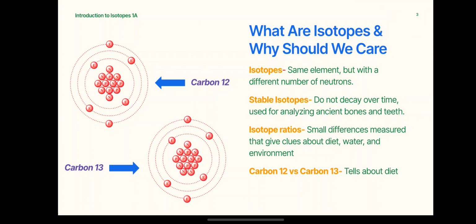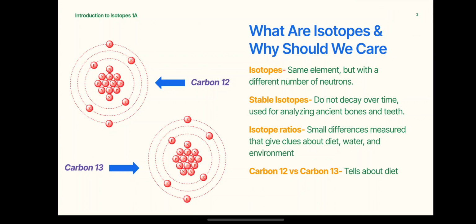As you can see to your left, there are two atoms of carbon. One is carbon 12 and the other is carbon 13. The only real difference is carbon-13 has one extra neutron. Our bodies actually absorb those differently depending on the foods we eat. So if you measure the amount of carbon-13 in somebody's teeth or bones, you can learn something about their diet and even where they lived thousands of years ago.